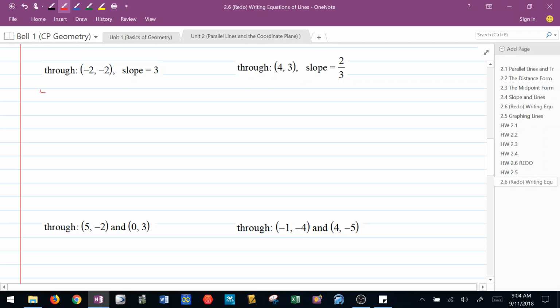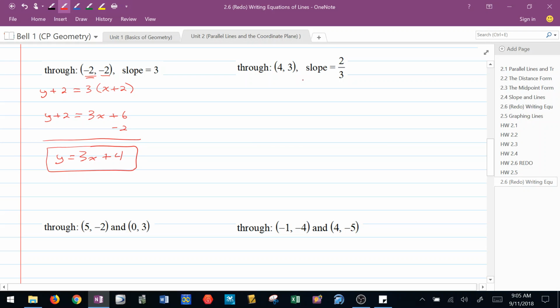So I say, okay, y minus y1. So this is the y1. Y plus 2, since minus negative 2 is plus 2, equals the slope 3 times x minus x1, which is that one, so it becomes x plus 2. Now it's in point-slope form. Two steps to slope-intercept. Y plus 2 equals 3x plus 6. Subtract 2. Y equals 3x plus 4.